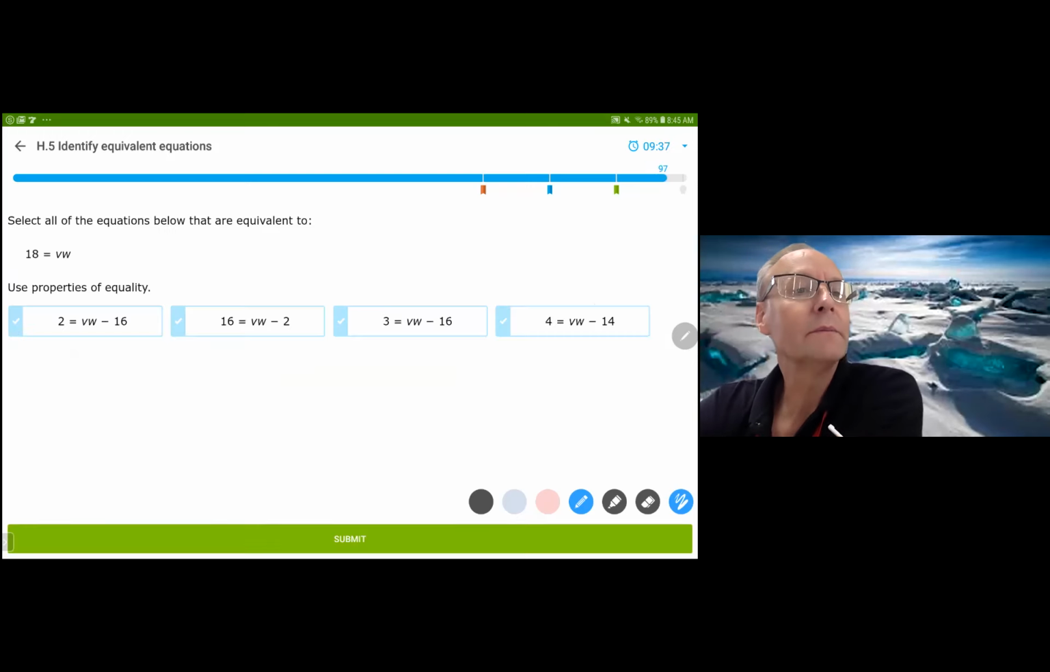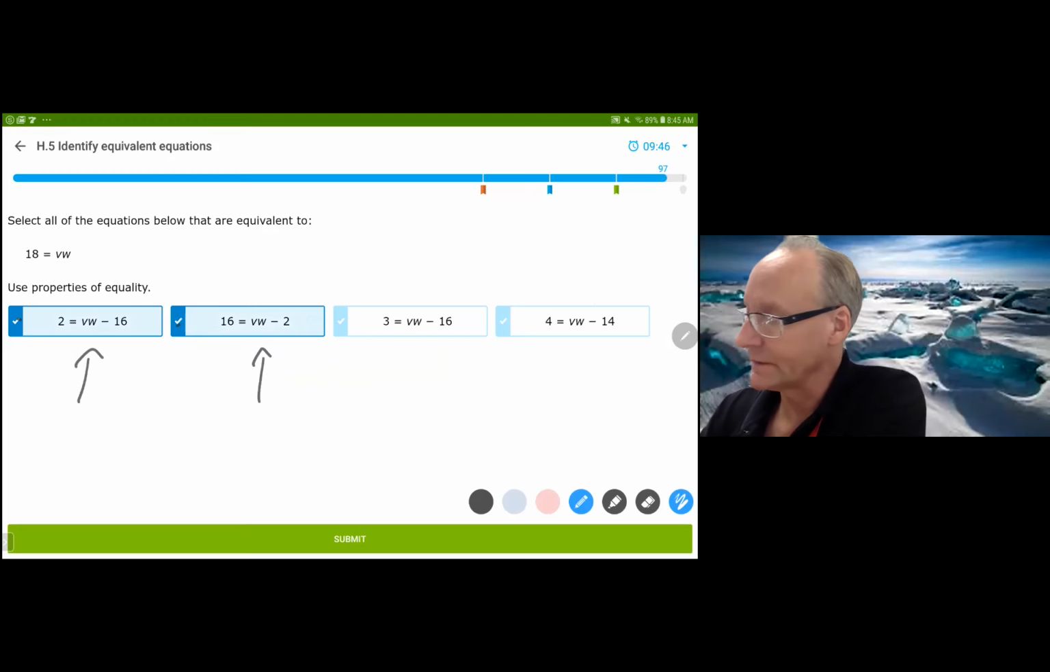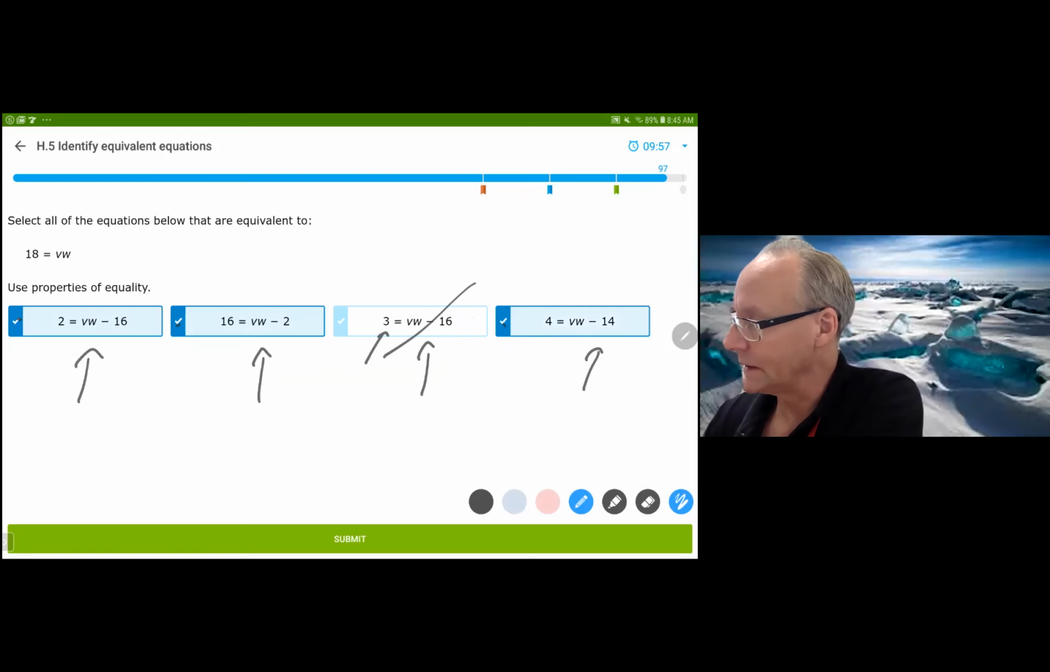And maybe one more, maybe 2. All right, looks like we subtracted 16 from both sides. This one definitely looks good. We subtracted 2 from both sides. It looks good. We subtracted 16 from both sides. Nope, should have gotten a 2 right there. And in this one, we subtracted 14 from both sides. And it now looks good.